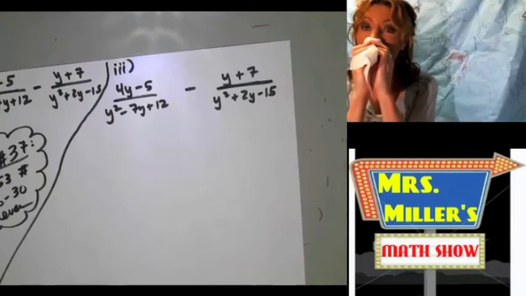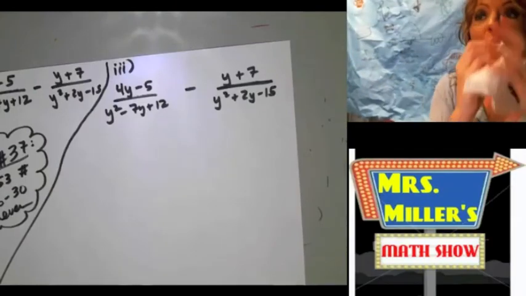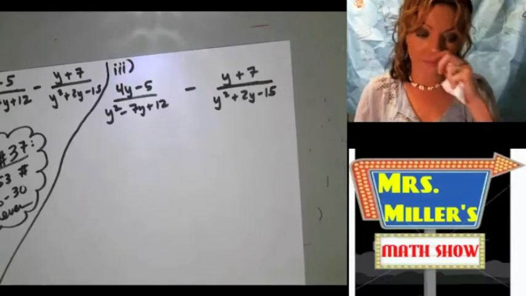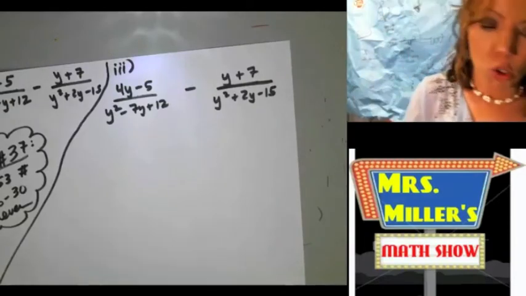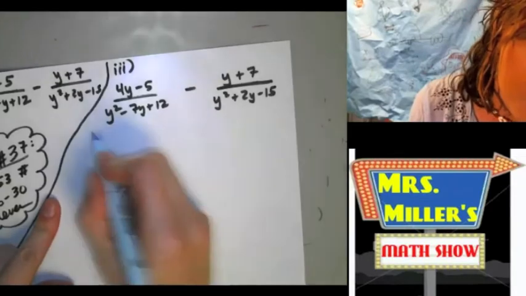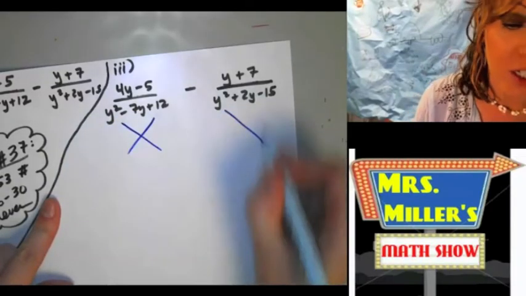Anybody have any suggestions about where we can start? Tyler. Cool. I like that suggestion. Do the diamond method on the bottom. Everybody give it up for Tyler.